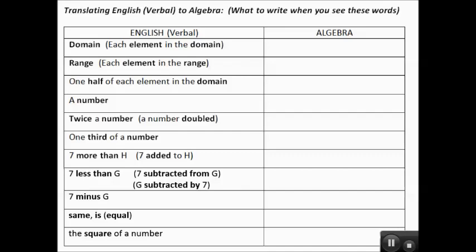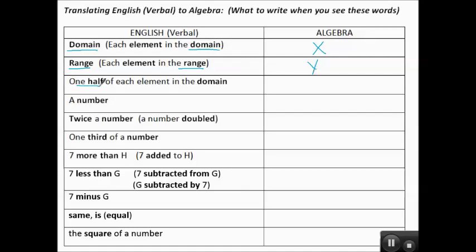So let's start here with the domain. You might see the phrase each element in the domain. And when you see that, let's remember that the domain refers to our x values. Similarly, when we see range, or each element in the range, we want to remember that that represents our y values.